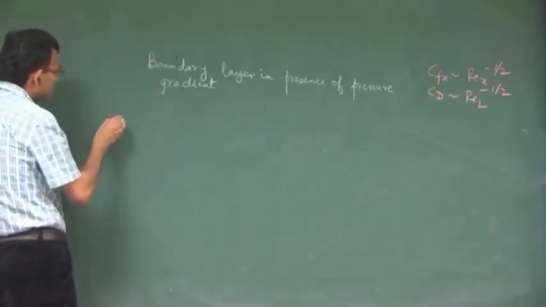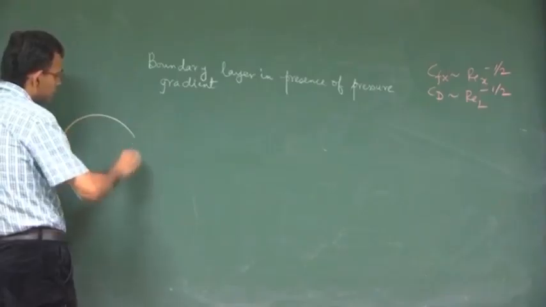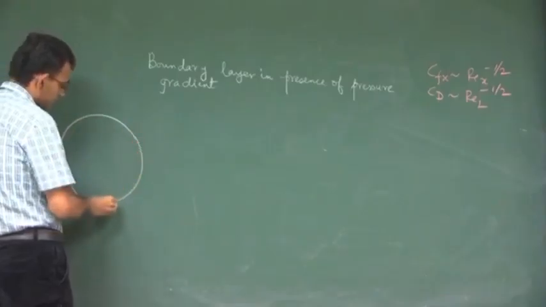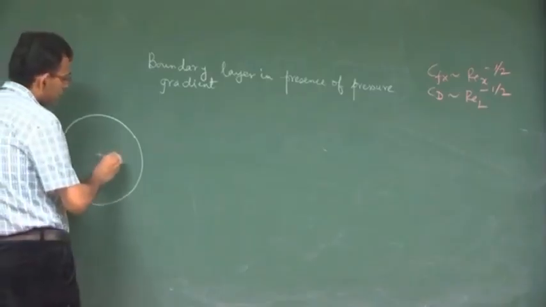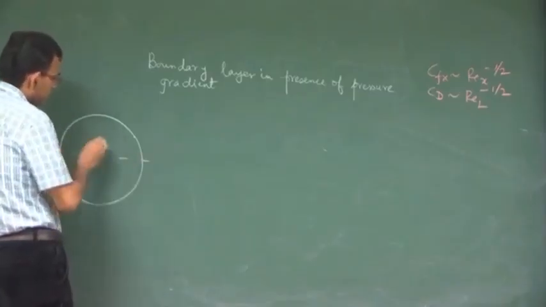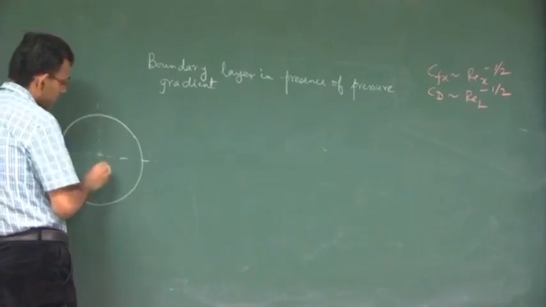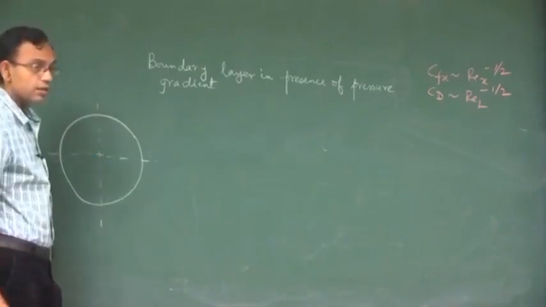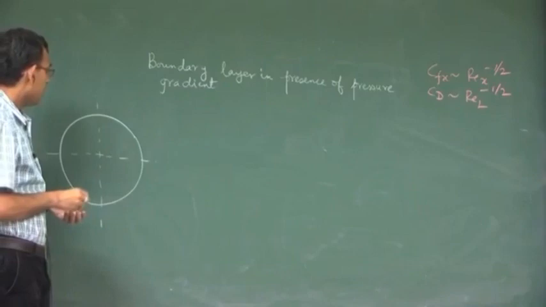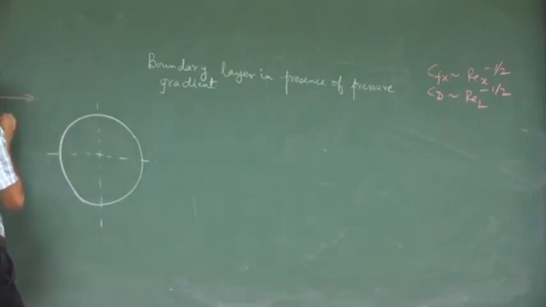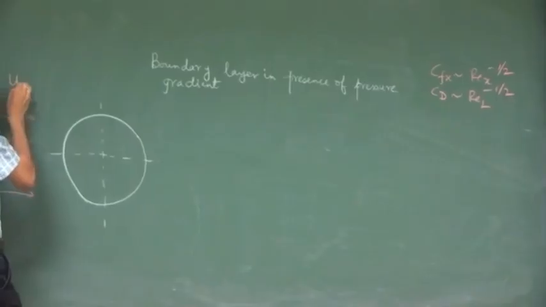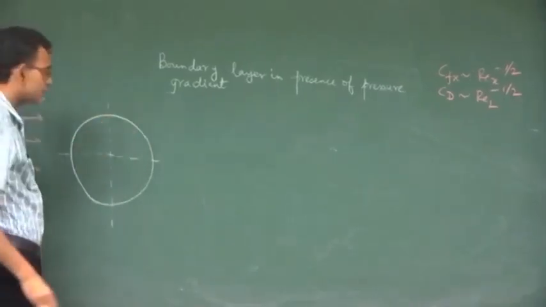So imagine that there is a sphere or a cylinder, whatever, and there is a free stream with u infinity falling on this object.